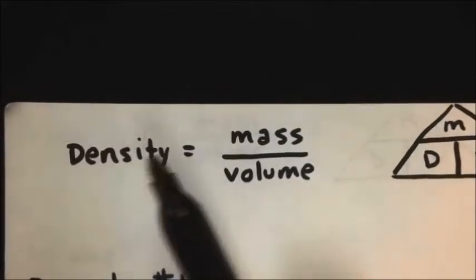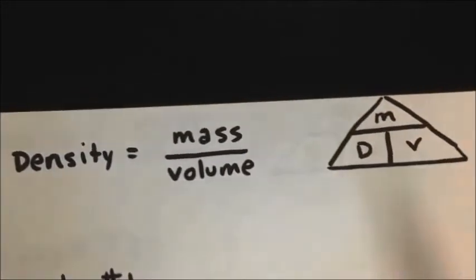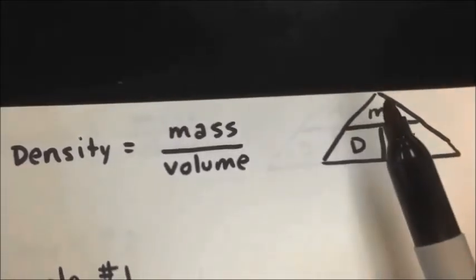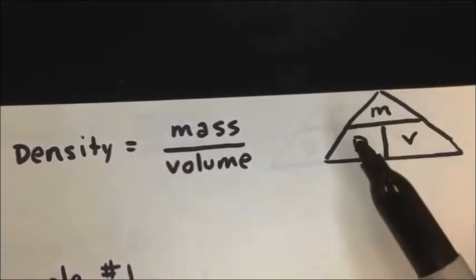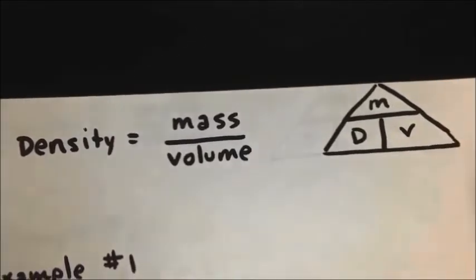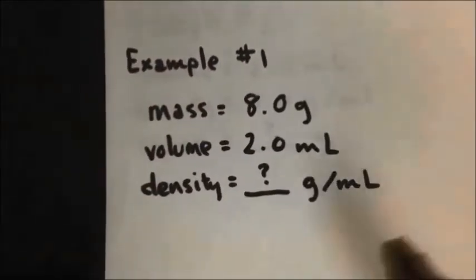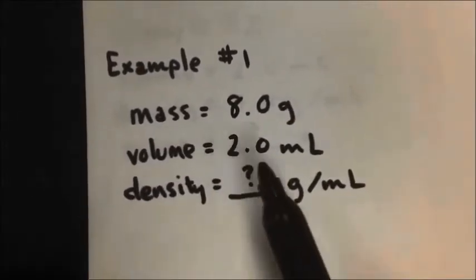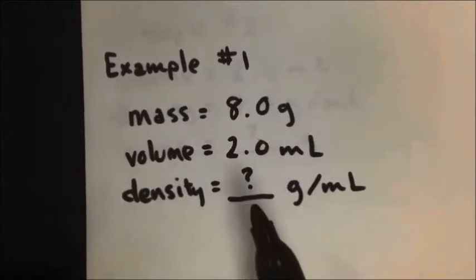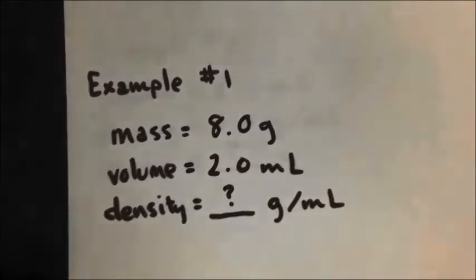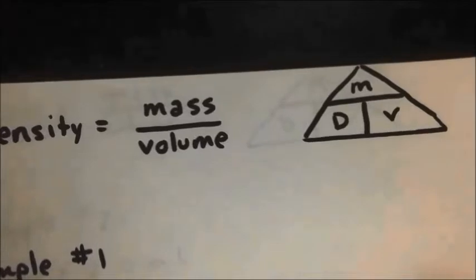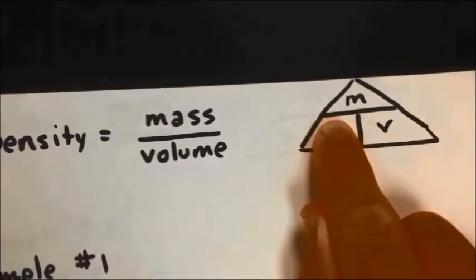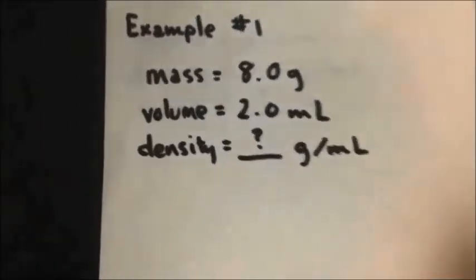Here's the formula for density. Density equals mass divided by volume. And a little trick here is you could take the numerator of a formula like this and put it into the top of a triangle. So we have mass on the top and density and volume on the bottom of this triangle. And here's an example. We have mass equals 8.0 grams, the volume equals 2.0 milliliters, and we don't know the density. So since we're looking for density, we're going to come back over to this triangle and we're going to cover up the thing we're looking for. So now we have mass over volume, and that's the formula we're going to use.